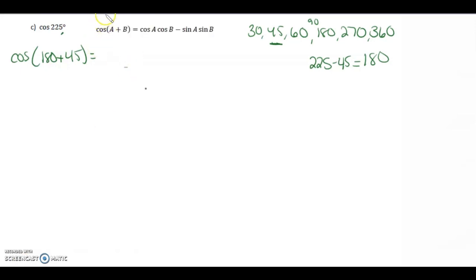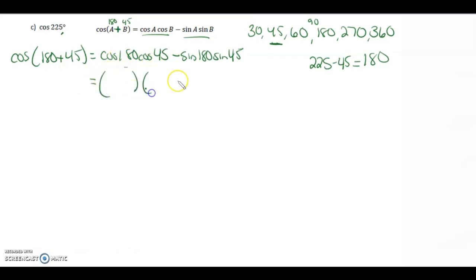So I went ahead and pasted the addition formula for cos A plus B. So A is going to be 180 and B is going to be 45. So cos A cos B, cos 180, cos 45, minus sine A sine B, sine 180, sine 45.